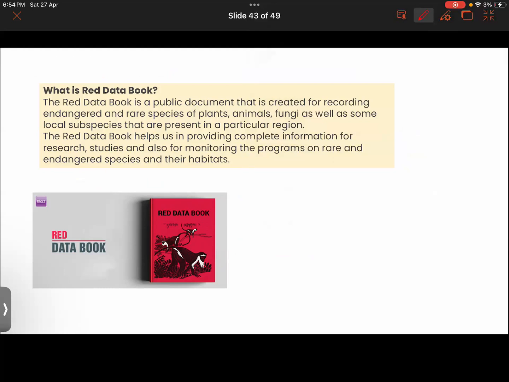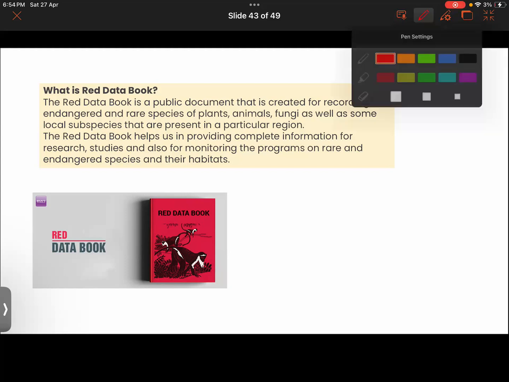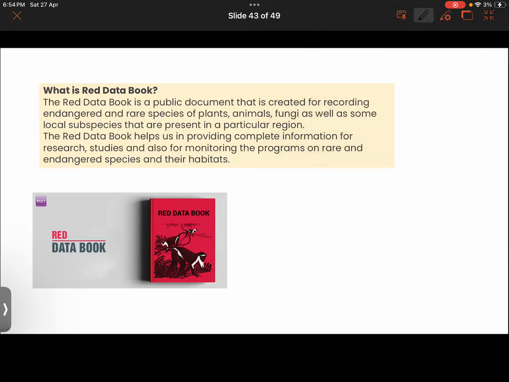A red data book is basically a publication which keeps a record of all the endangered animals, plants, and other species. So this book contains a list of species which are in danger of becoming extinct in the near future. For example, if you were to look at the red data book of India, some of the species mentioned are like the flying squirrel.